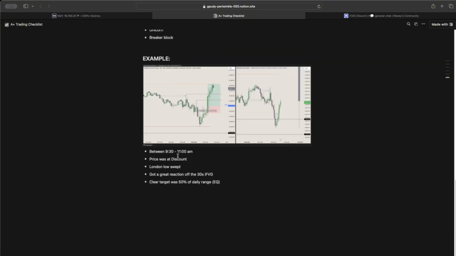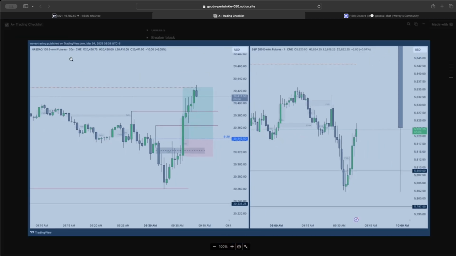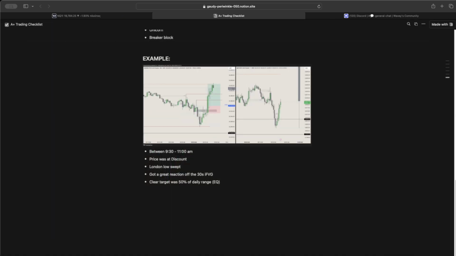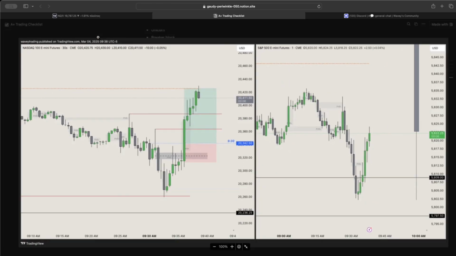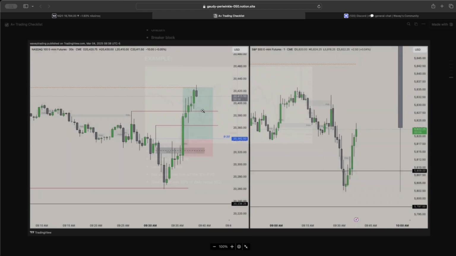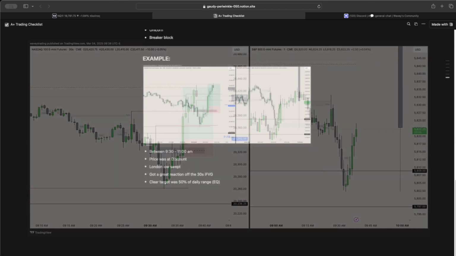So this is an example of a trade that I took this week. Let's look at it here, okay? First of all, this is between my kill zone that I focus on, 9:30 to 11 a.m. Price was at a discount. This orange line is the equilibrium. Anything below that orange line is discount. Anything above that is premium. Now, this price is in discount, all right?